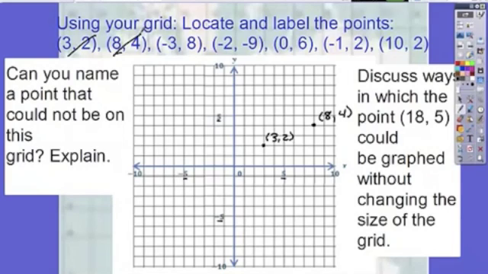Negative 3. So remember, I'm going to my opposite direction, my negatives. 1, 2, 3. I'm going to go up a positive 8. So I see my 5, 6, 7, 8. I'm going to put that negative 3, 8 because I need to label just so other people can look at my work. Negative 2 comma 9 is my next one. So negative 2, 1, 2, down 9, 1, 2, 3, 4, 5, 6, 7, 8, 9.